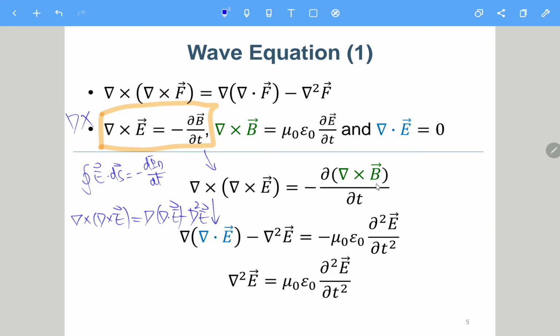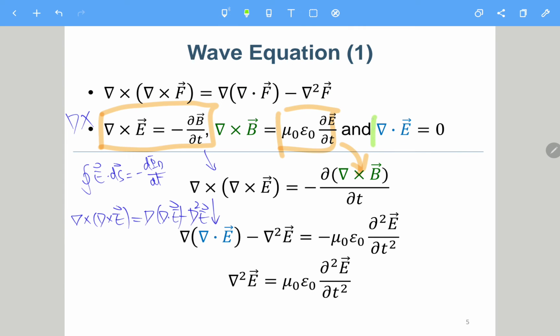And on the right side, we have curl of B. So curl of B, we can just substitute with this one, plugging into here. And actually mu naught epsilon naught are constants, so we can just pull them out. And then we have a negative sign here, and then partial E partial t put here. So we have a second partial derivative of E with respect to time, like this.